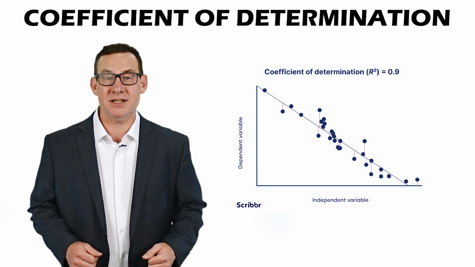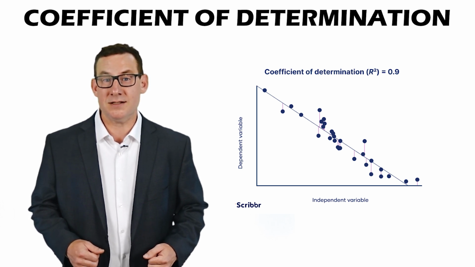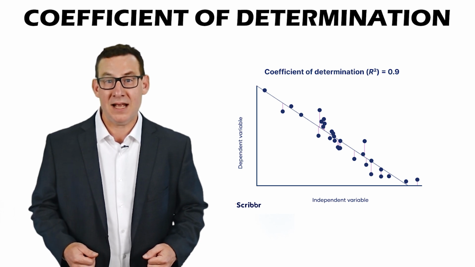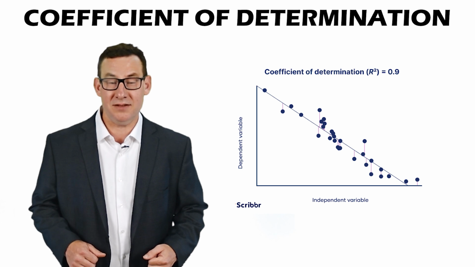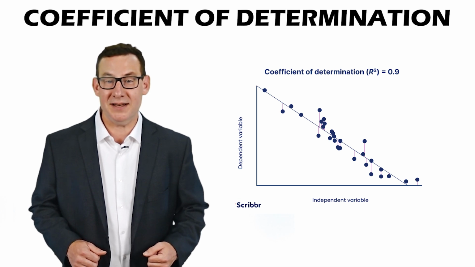Coefficient of determination. The coefficient of determination is R squared. R squared is the proportion of the variation in the dependent variable that is predictable from the independent variable. 1 indicates a perfect correlation. 0 indicates no dependency.